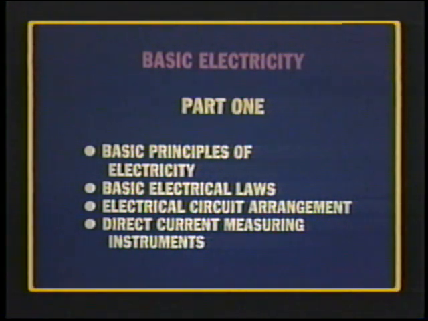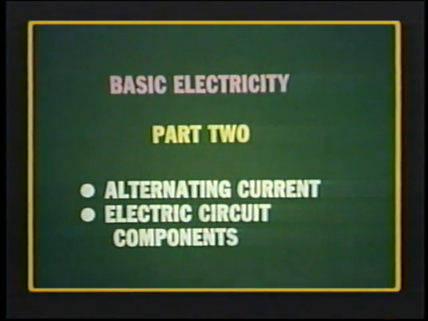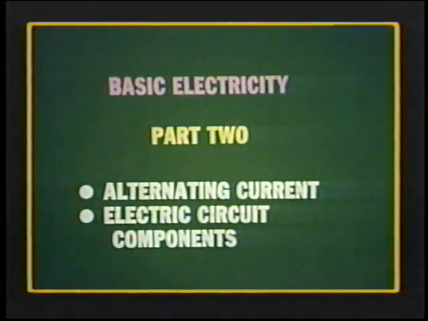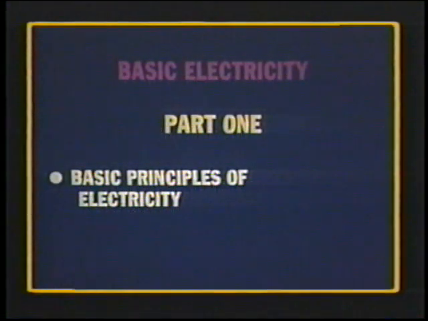In Part 1, we will discuss the basic principles of electricity, basic electrical laws, electrical circuit arrangements, and direct current measuring instruments. Part 2 will be concerned with alternating current and electrical circuit components. As A&P technicians, we are familiar with mechanical and hydraulic principles which are governed by the basic laws of physics. Electrical principles follow these same basic laws.